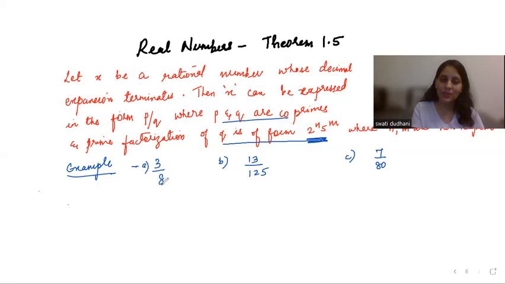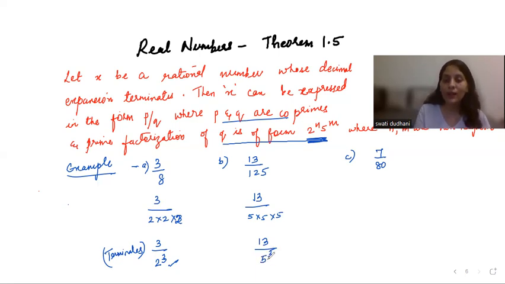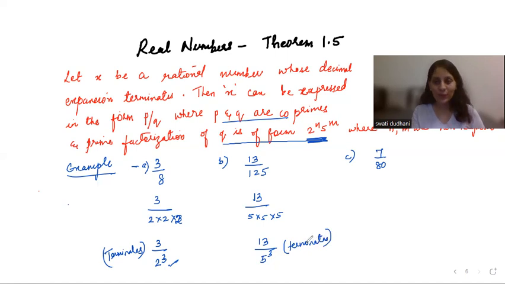Let us see some examples. 3 by 8. So 8 can be written as 2 into 2 into 2. So basically it is 3 by 2 cube. Now since the denominator is of the form 2 power n, yes, it terminates. Now next one, 13 by 125. 125 is basically 5 into 5 into 5, which gives 13 by 5 cube. Now here again the denominator is of the form 5 power m. So therefore it terminates.